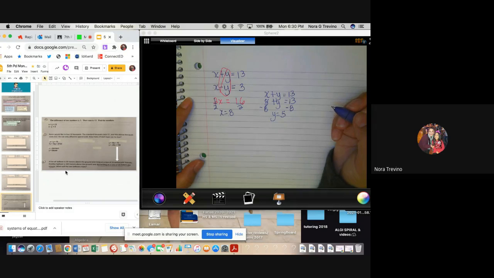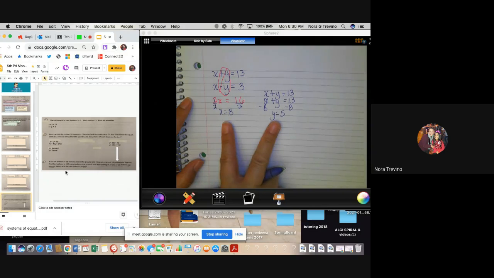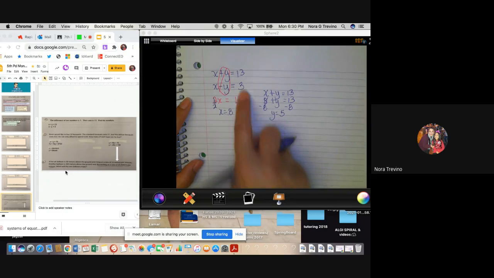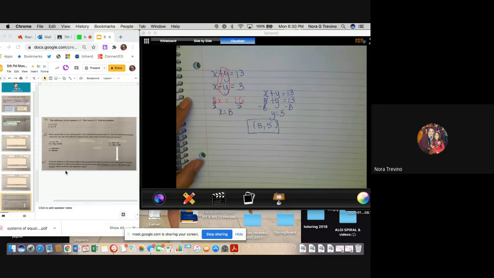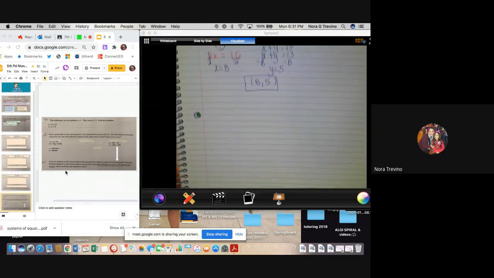So what was the question? It says, the difference of 2 numbers is 3. The sum is 13. Find the numbers. Well, there are my 2 numbers. When you add them up, 8 plus 5, yep, that's 13. When you subtract them, 8 minus 5, yep, that's 3. So there's your answer. They do work. Okay. Let's go to the next one.